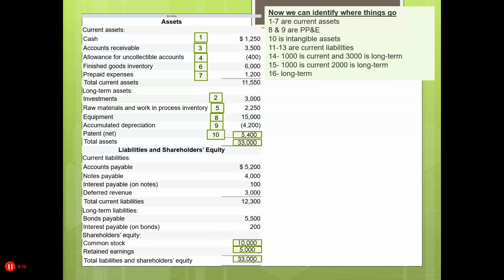Intangible would be our patent. Now let's look at our current liabilities. We have our accounts payable, our interest, and now we have 1,000 of that notes payable we have to include as current, and 1,000 of the deferred revenue we have to include as current, the balance long-term, and then of course we have this one that is long-term.